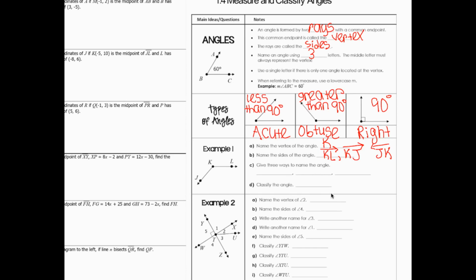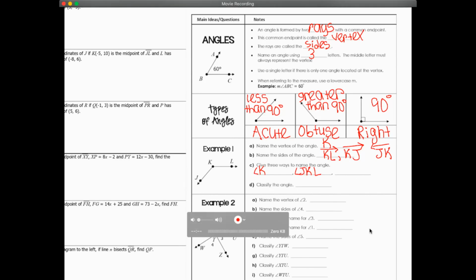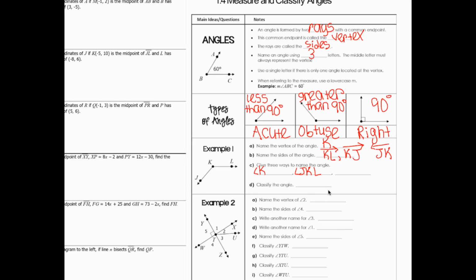Give 3 ways to name the angle. So you could name it just by the vertex because there's only one angle with this vertex. So I could just say it's angle K. I could say it's angle JKL. Or I could say it's angle LKJ. Classify the angle, so we're asking is it acute, obtuse, or right? So this one is greater than 90 degrees, so it is obtuse.